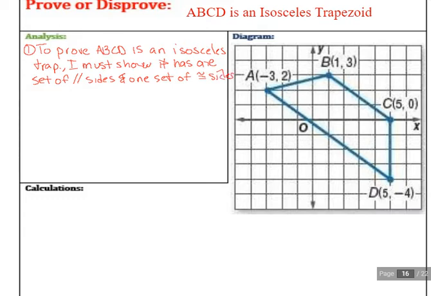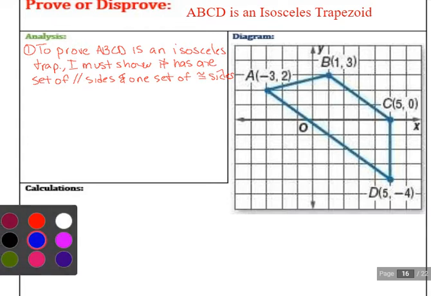Okay, so you can also tell my board is kind of messing up on my writing. I'll try to do my best to clean that up in the key. I might actually go back and type it or something. But to prove ABCD is an isosceles trapezoid, I must show it has one set of parallel sides and one set of congruent sides. Okay, so now let's talk about how we're going to show parallel, how we're going to show congruent.